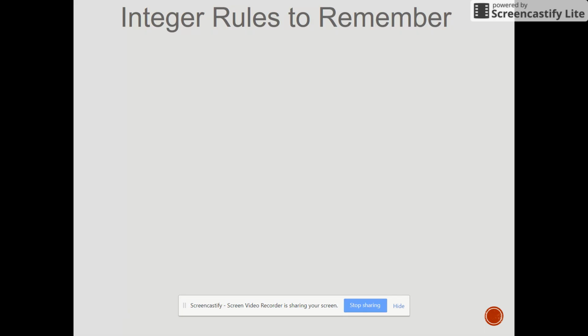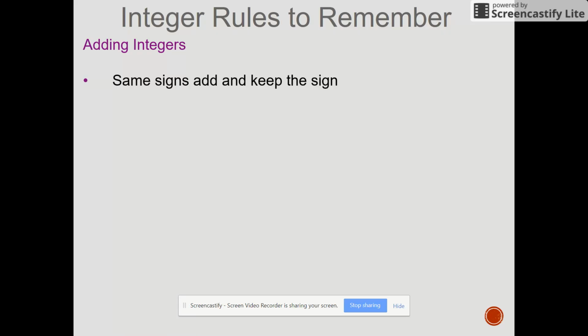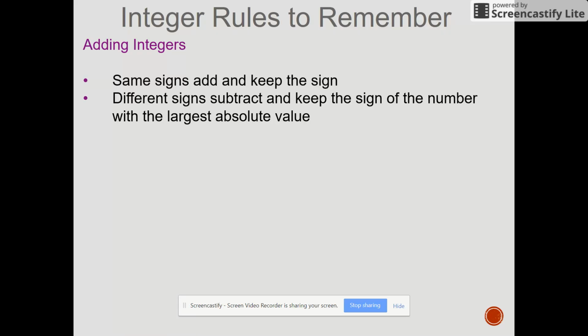So let's go over the integer rules to remember, because integers are important when we're solving these types of equations. You have to remember the rules because negative numbers and positive numbers have certain rules that apply when we're adding and subtracting integers. So when we're adding integers, if they have the same signs, add and keep the sign. If they have different signs, subtract and keep the sign of the number with the largest absolute value. Those are the adding rules.